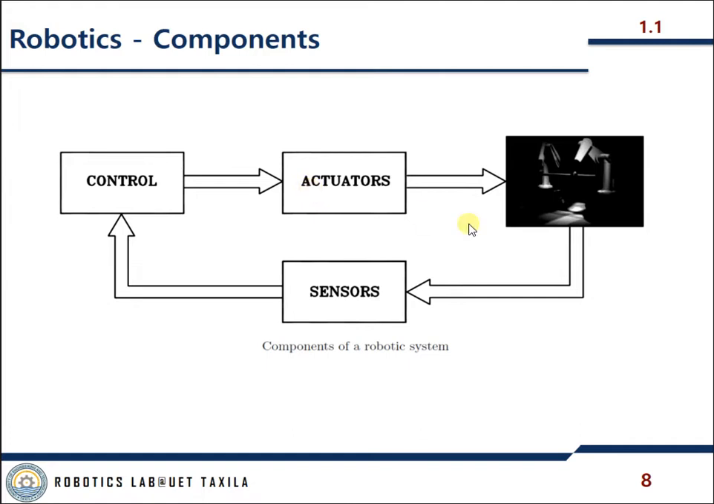So in simple terms, sensors collect data. Based on that, data is analyzed and sent to the control system. The control system analyzes it, generates the appropriate command, and sends it to the actuators, and the actuators make the robot move.